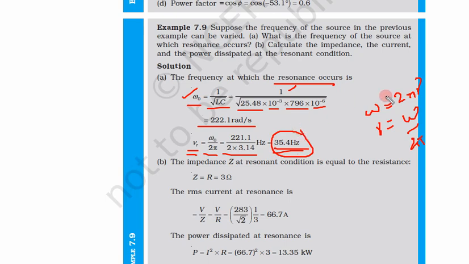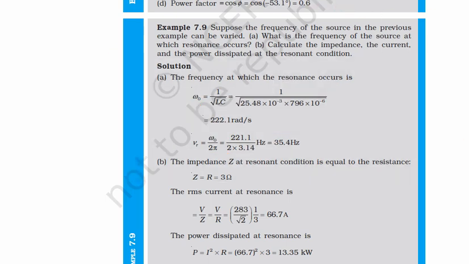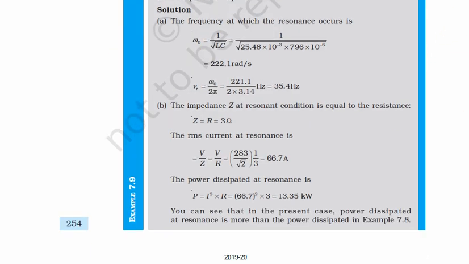Previously it was 50 hertz. Now only thing is changed, this frequency has now changed. Now we have to solve the problem at this frequency. So we have got this resonant frequency. The impedance of the circuit as resonant condition, we know at resonant condition XC and XL both are equal. So the impedance of the circuit is only the resistive component. So this is 3 ohm.